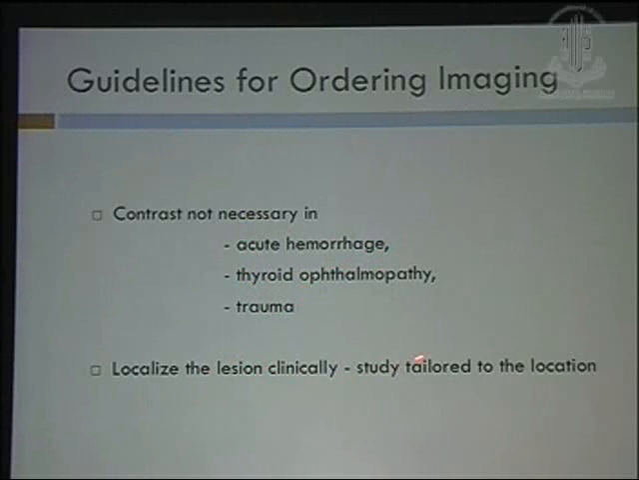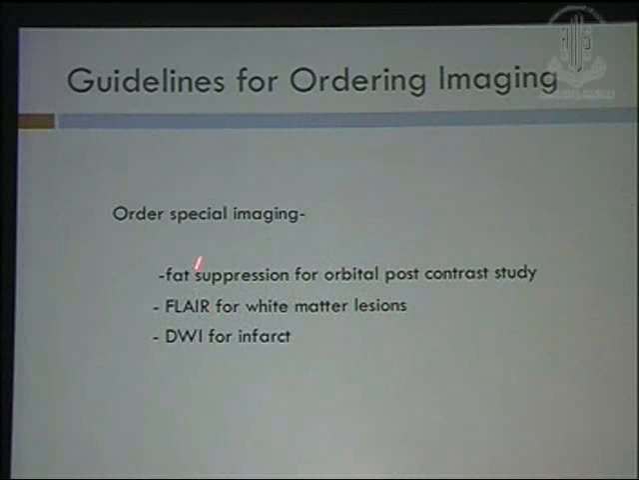Localize the lesion clinically and tailor the study to the location. You can order special sequences like fat suppression in orbital studies. You can order a FLAIR sequence when you are suspecting a white matter lesion, or you can order a diffusion weighted image when you are suspecting an infarct.